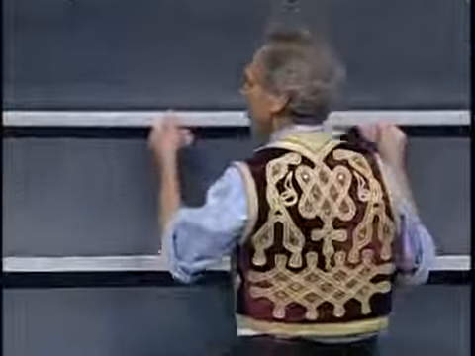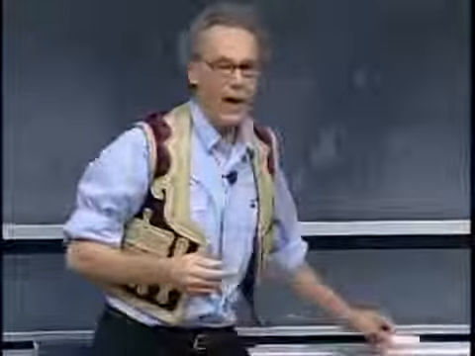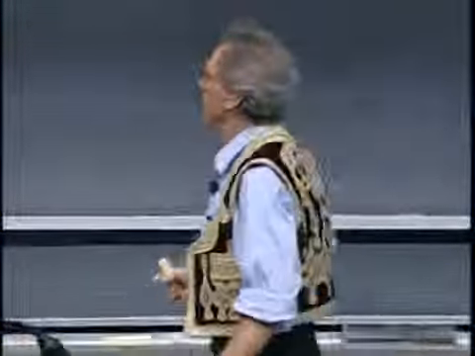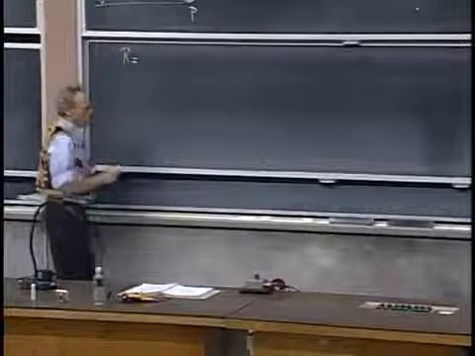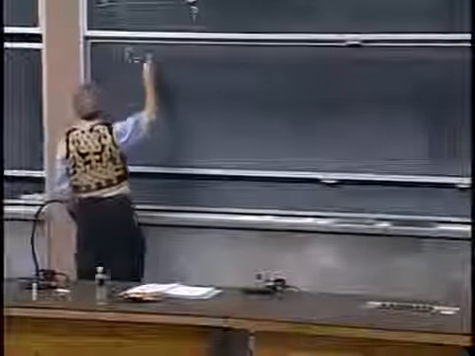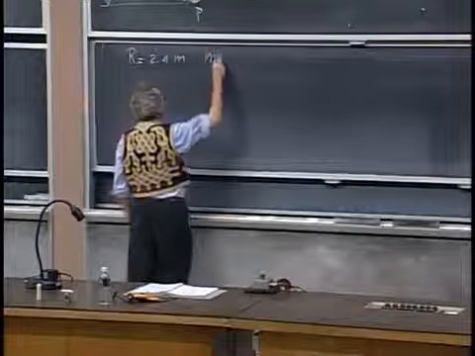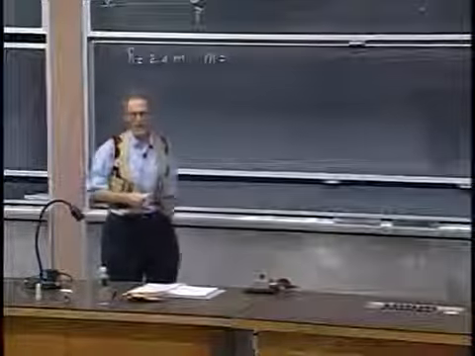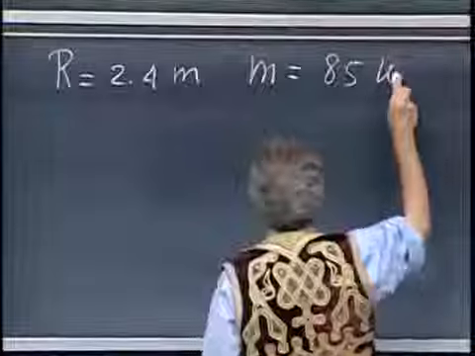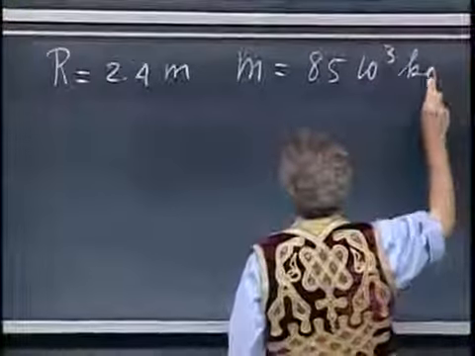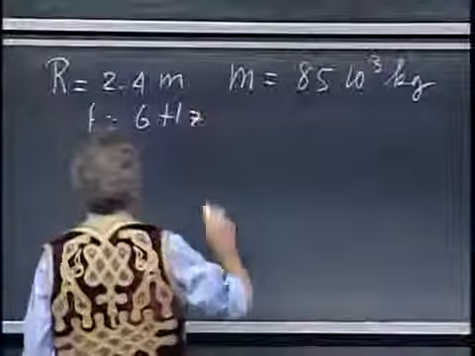MIT, at the magnet lab, has two flywheels which are amazing. They have a radius, I think, of 2.4 meters. That is correct. And each one of those flywheels has a stunning mass of 85 tons, 85,000 kilograms. And they rotate at about 6 hertz.